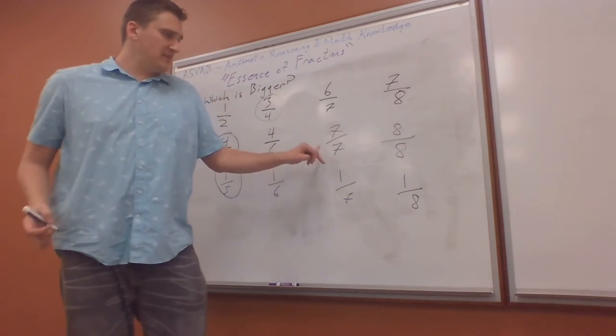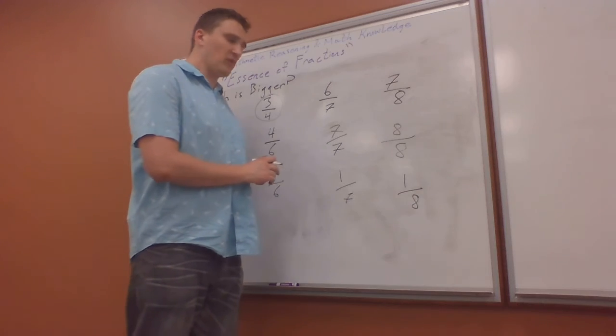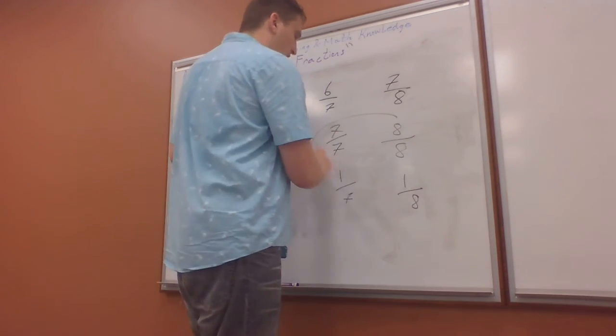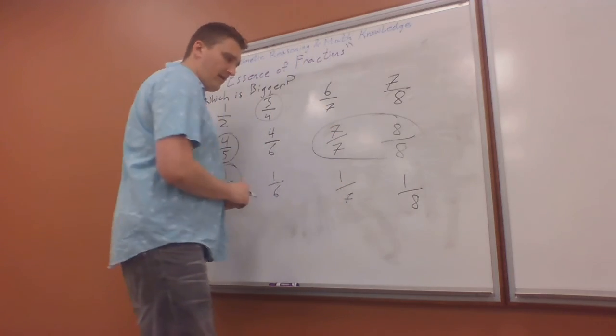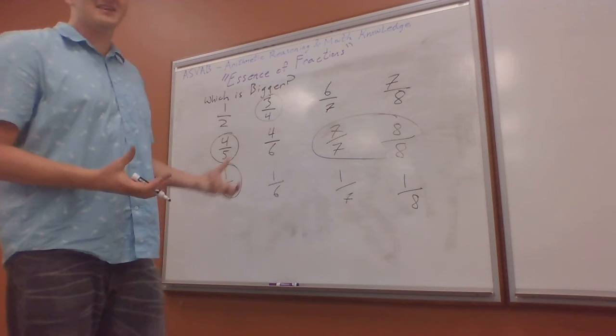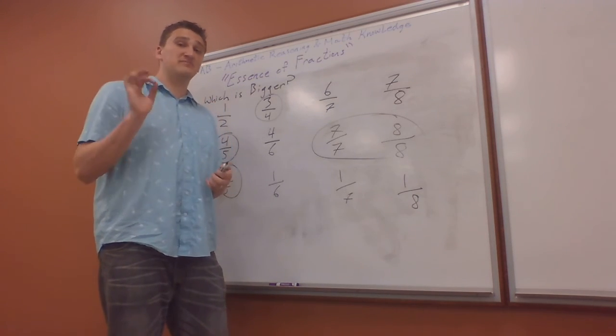So what's bigger, 7/7 or 8/8? Well, they're both the same size. Trick question. They're both equal to 1. They're both the same size. Okay. So maybe instead of seeing which one has more mass on it, let's try and figure out which is missing the smallest piece.